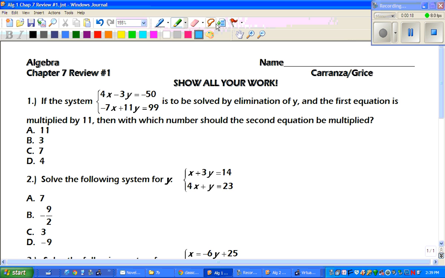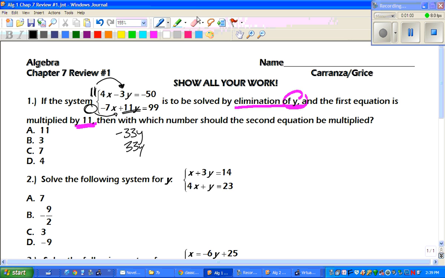So, there's our system. We want to solve it by elimination of y. And the first equation is multiplied by 11. We're multiplying by 11. The only thing I'm really going to worry about right now is just the y's. If we're multiplying that, you get negative 33y. I need the bottom to be 33y, so they cancel out. So what number would we need to multiply by?